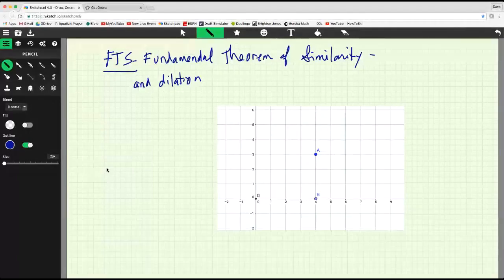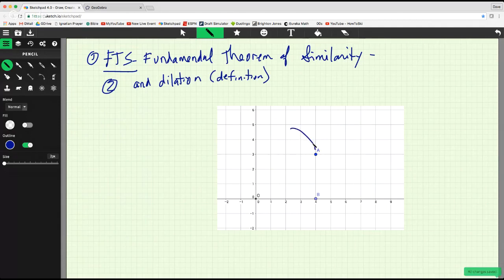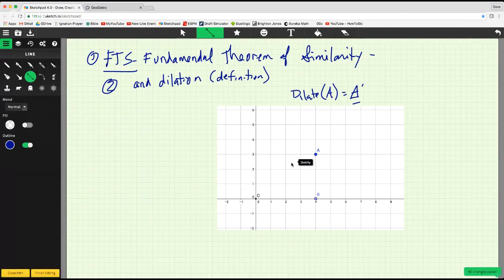So the fundamental theorem of similarity, this is the first key point that we're going to use, and then the definition of dilation will give us what we need to know. So the whole key to dilation, remember, is if we want to dilate this point, we're going to talk about dilating this point, A. We're going to dilate point A, and the outcome will be a point A prime.